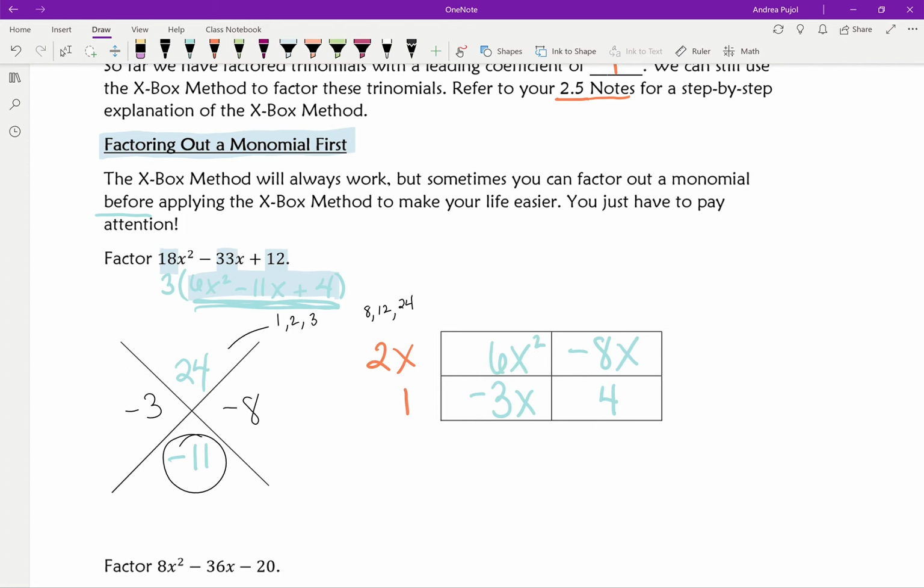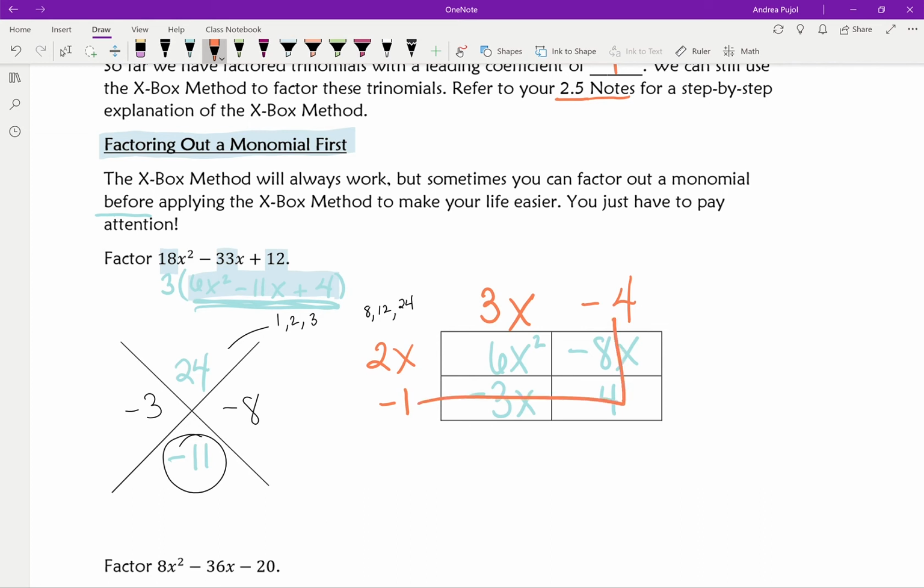Then I'm going to look at the first column here. Each of these have a 3 in common, the 6 and the 3, and an x. But I might notice this negative here, and so 2x times 3x is 6x squared, but 1 times 3x is not negative 3x. So I'm going to make this 1 negative, so that the negative 3x is satisfied, but that doesn't throw off the 6x squared. And that just leaves my last blank here. So 2x times what would give me negative 8x? Negative 4. And then we should see that it all works.